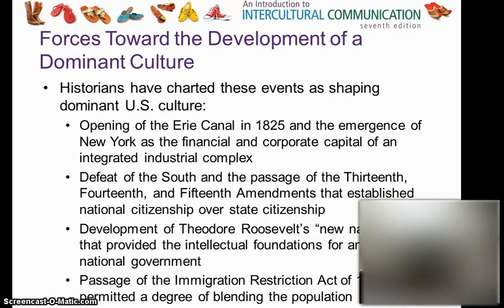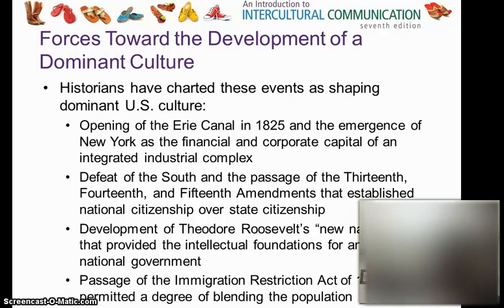The defeat of the South and the passage of the 13th, 14th, and 15th Amendments that established national citizenship over state citizenship. The 13th Amendment officially abolished and continues to prohibit slavery, just as a refresher of what these amendments say or mean. The 14th is one of the post-Civil War amendments, and it's intended to secure rights for former slaves. And the 15th states that the governments in the U.S. may not prevent a citizen from voting based on a citizen's race.